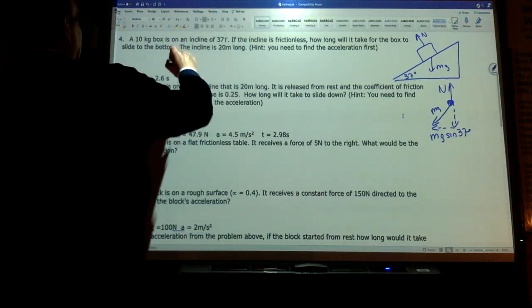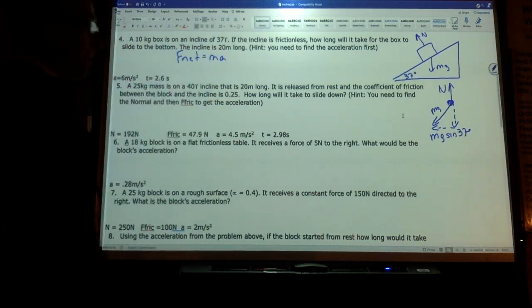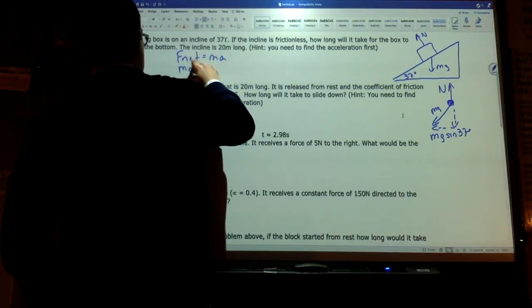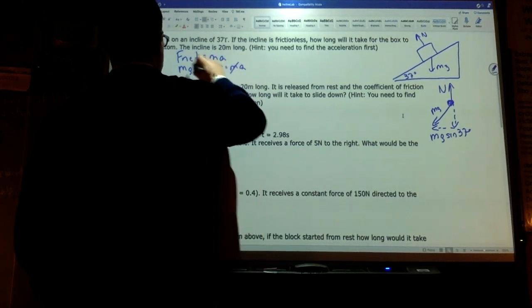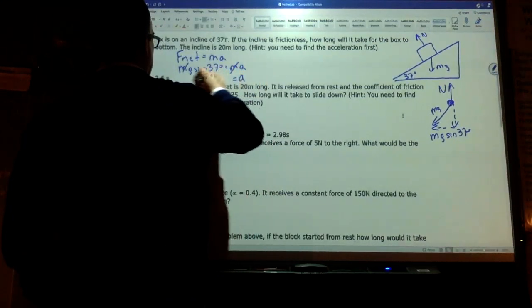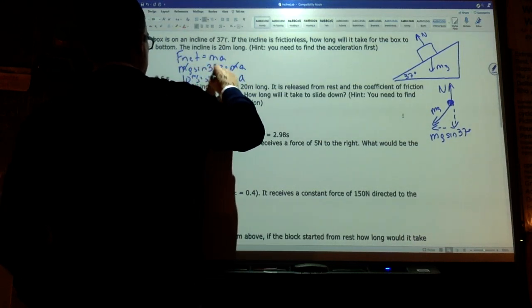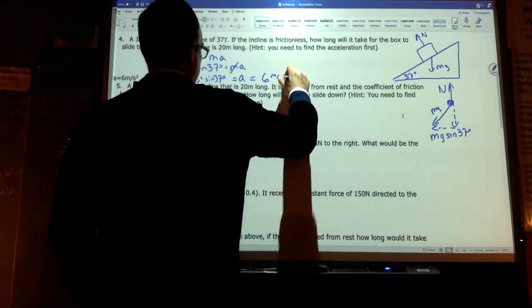All right, so I'm going to do Fnet equals 0. I'm sorry, Fnet equals ma. I'm going to take the direction down the incline to be positive. That's going to be my positive direction. So I'm going to have mg sine of 37 equals ma. And so a is going to be equal to g sine of 37. So 10 times sine of 37. This is going to give me an acceleration of 6.